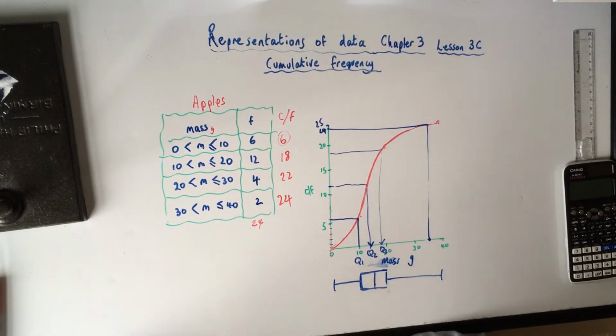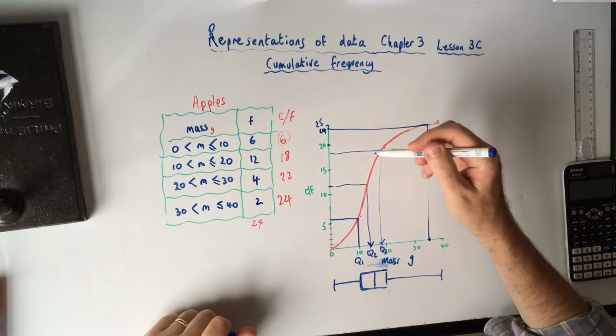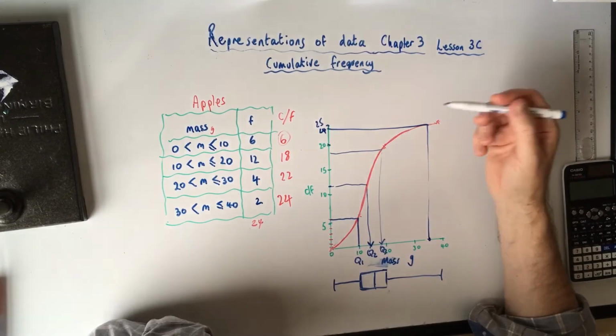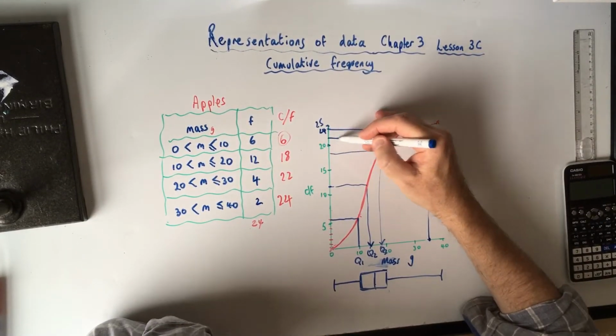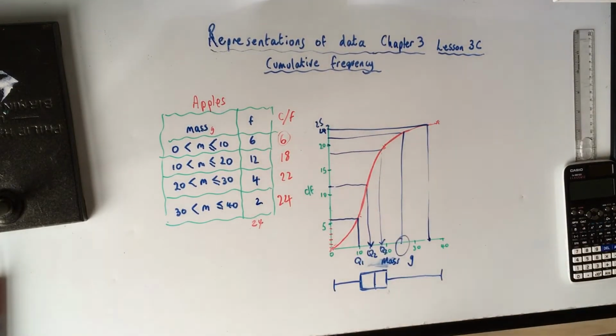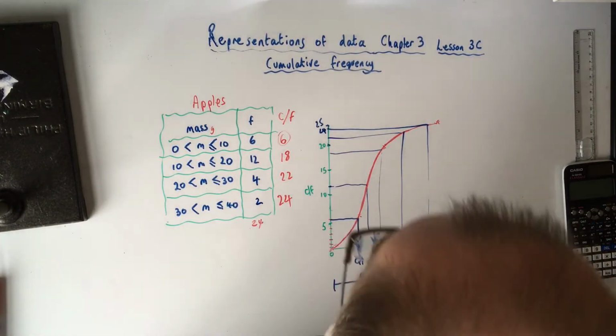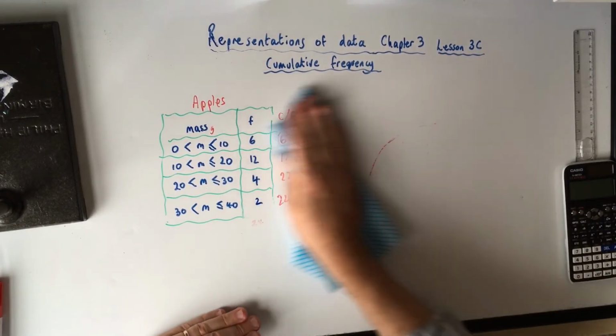You might ask, how heavy are the last 20 apples? So you go across, the top 10% of apples. So you go, well, that's 2.4 apples, and you work down, you go across, you go down, and you say, oh, they're all over 26 grams or whatever, and so on. So you can pull data off. Anyway, there we go. That's cumulative frequency.